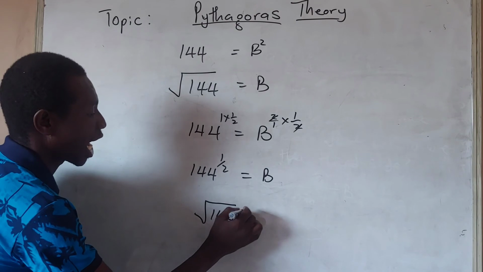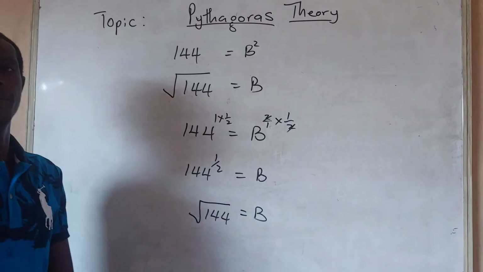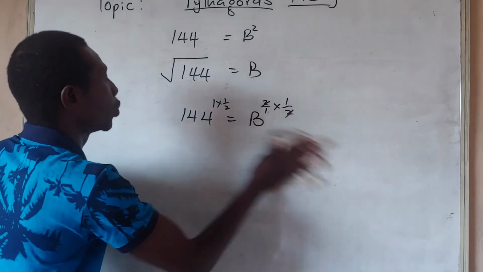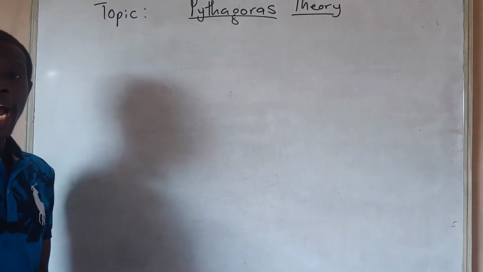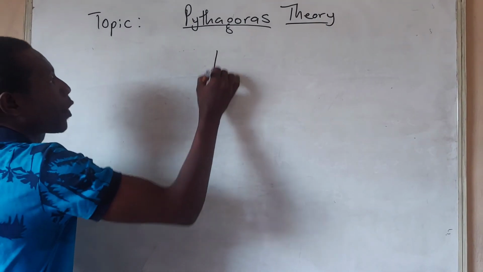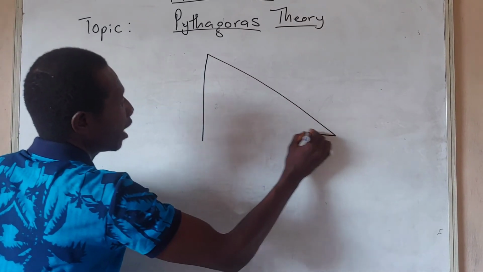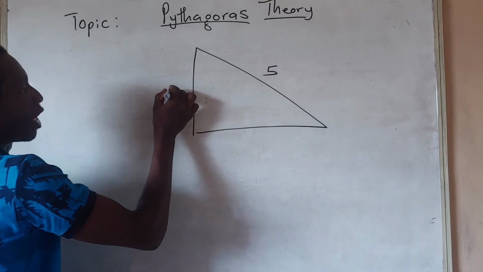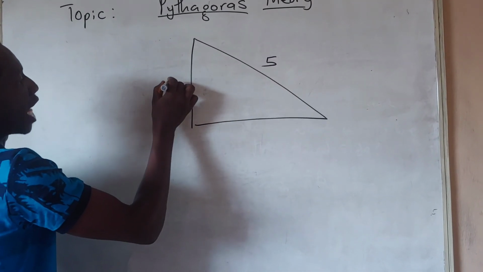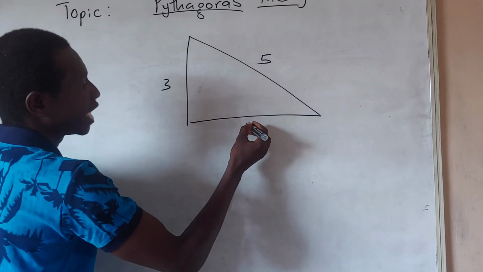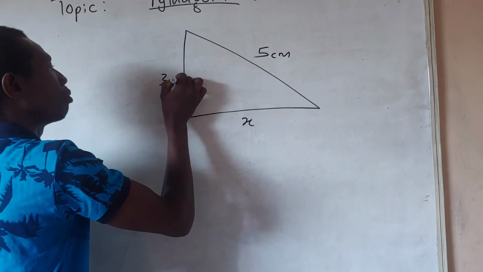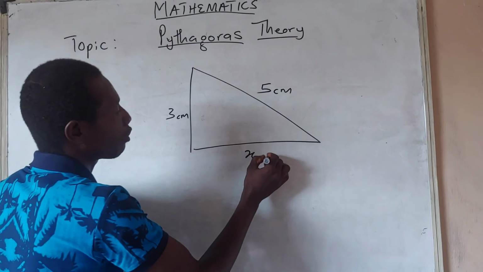root of that number. So I will leave you with a little assignment for you to do. You can try something like this at home. Let's see. Supposing you have a hypotenuse as 5 and you have my altitude as 3, find the base in centimeters. This is a very simple one for you to do.